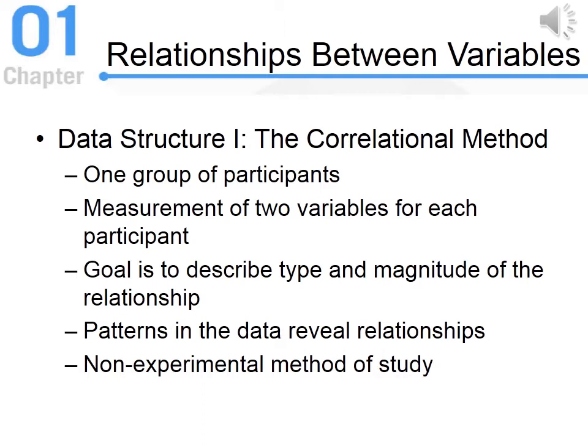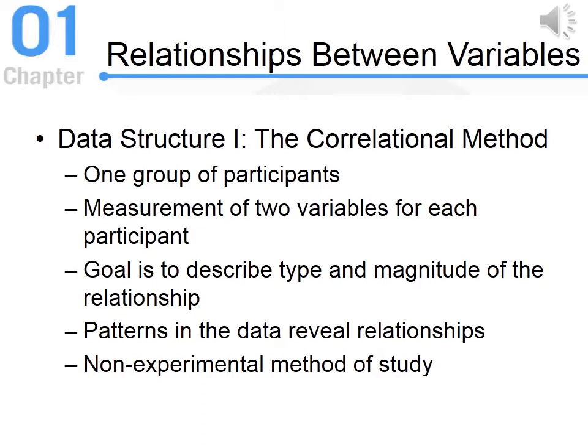So nothing is manipulated, nothing is changed. It simply measures the natural occurrence of two variables, each within the same participant. The goal is to describe the type or direction and the magnitude or strength of the relationship. It's very good at showing patterns of relationships between variables, but it's non-experimental. That is, it cannot tell you what caused what or why something happened.